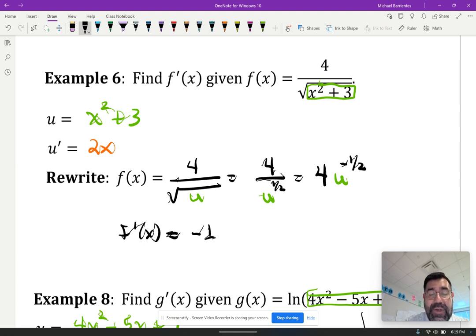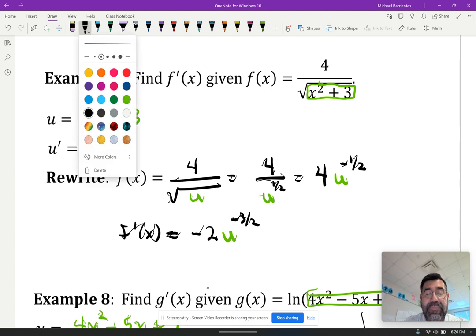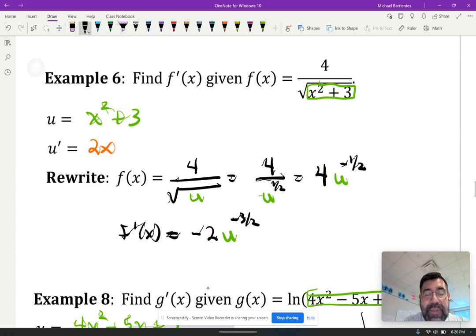That'll give me negative 1. That'll give me negative 2, not negative 1/2, u to the power of negative 3/2. If you subtract 1 from negative 1/2, you get negative 3/2. Times, don't forget, we have to multiply by the derivative of the inside, so the derivative of u. If I'm calling u the inside, then the derivative of u would be u prime.